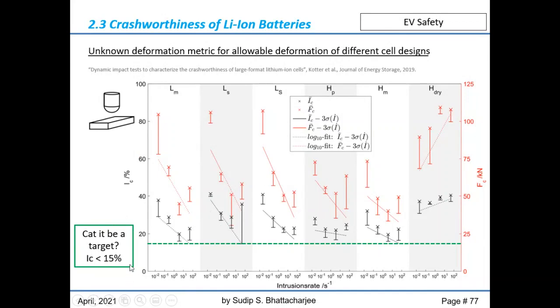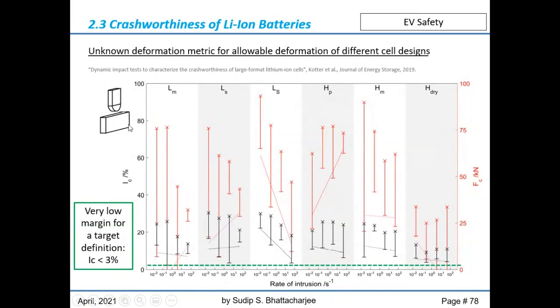So the question then comes, can I define in this impact mode that up to 15% deformation I am safe for this battery system? I'm just asking a question, but I really don't have an answer to share with you. There's probably a lot more research needed to understand this one more.